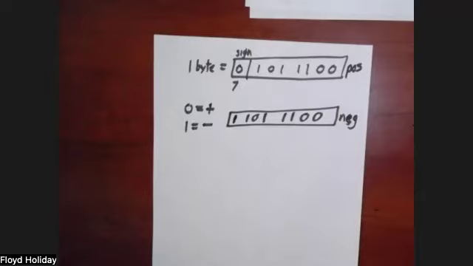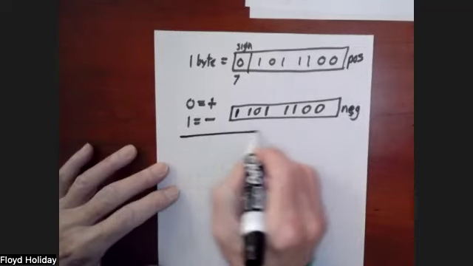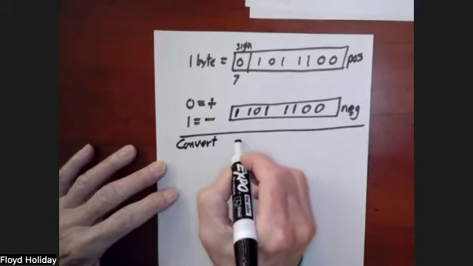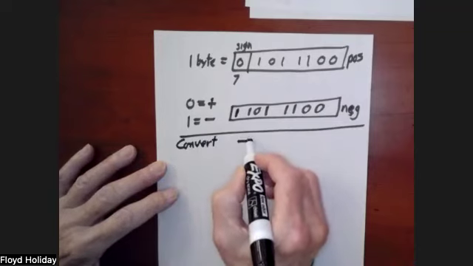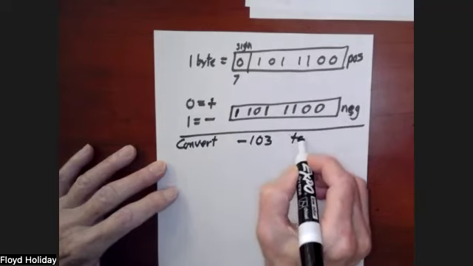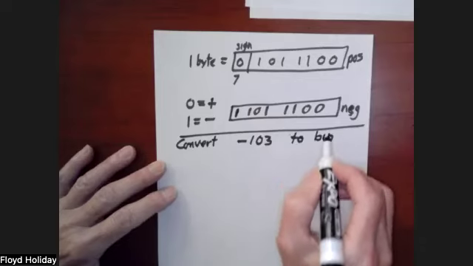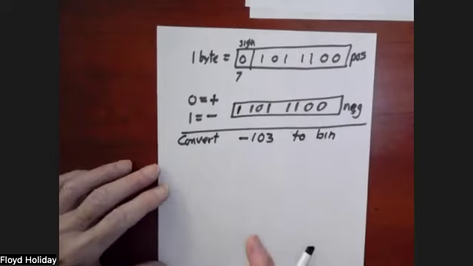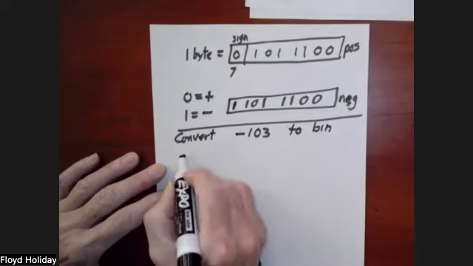So how do you convert from a negative decimal to a binary number and reverse it? Let's do it. Conversion. What should I pick? Negative 103 to binary. Let's see, what's the best strategy? What we do is we will handle the 103 positive case first, and then we'll make the answer negative. So start with 103.